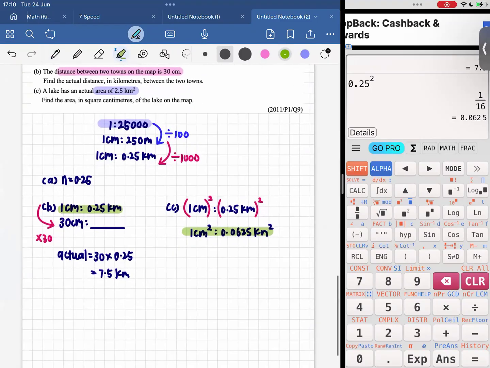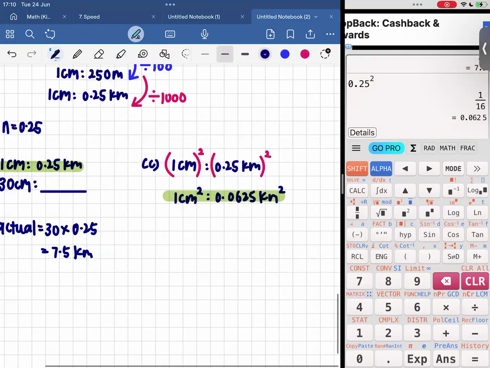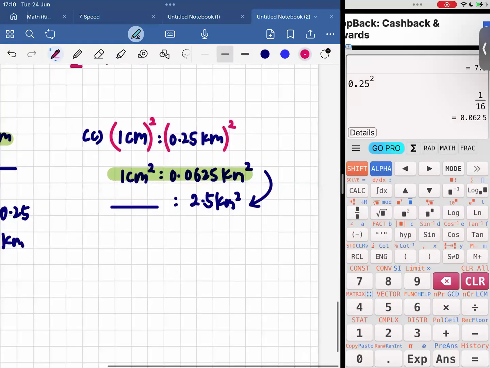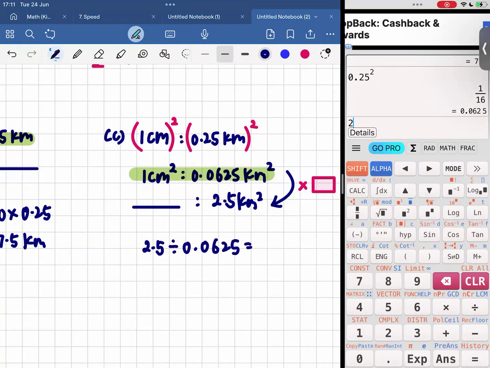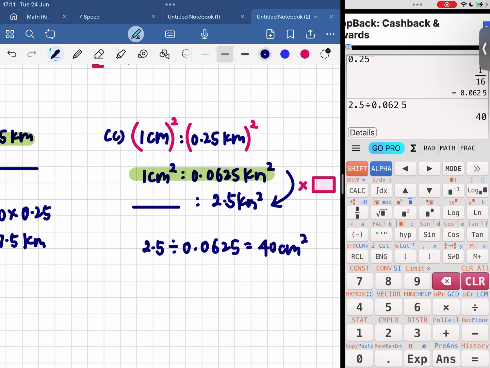So from here, they are saying the actual area is 2.5. So over here is 2.5. So what is the answer here? When something like that happens, you can decide how you want to do it. What we have here is that when you multiply 0.0625 by the pink box, I get my 2.5. So how do I get that pink box? I'm going to work backwards. So 2.5 divided by 0.0625. Then this one here will just be 40 cm square.